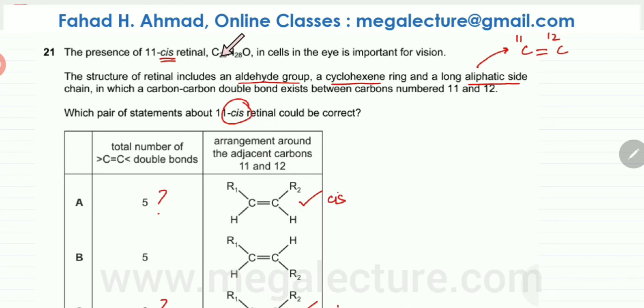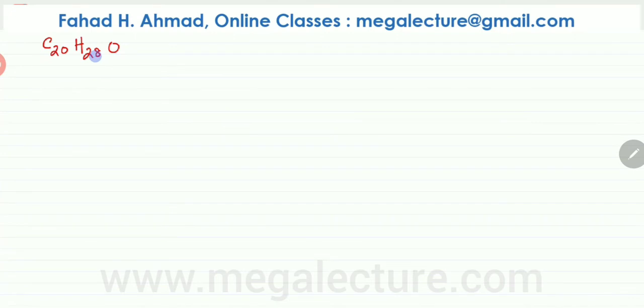So there are 20 carbons, 28 hydrogens and 1 oxygen, and it has an aldehyde, a cyclohexene, and an aliphatic side chain. One by one, I'm going to sketch this molecule. The first thing that they said was it has a cyclohexene ring. So here you can see my cyclohexene ring. Put a double bond. The position does not matter, because I'm really interested in how many double bonds this structure is going to have. They haven't asked me about the position, so I'm not going to think too much about it. So this is a cyclohexene.